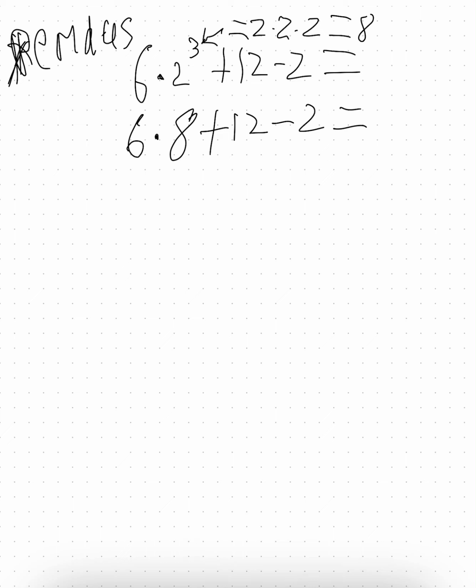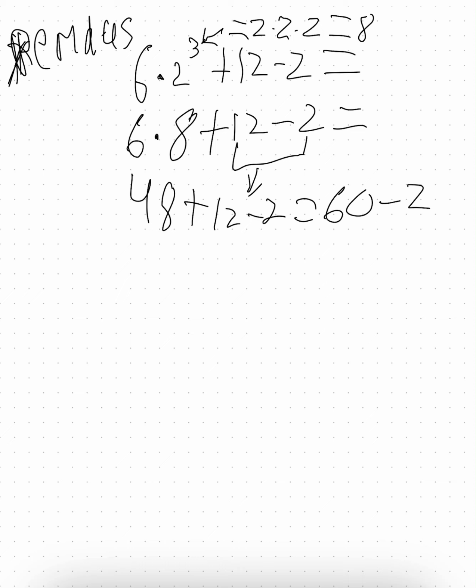Now, what is 6 times 8? 8 plus 8 plus 8 plus 8 plus 8 plus 8. What is that equal to? 48. And then we didn't do anything with the plus 12 minus 2. Now, let's work from left to right. 48 plus 12 is 60, and 60 minus 2 is 58. That's our final answer.